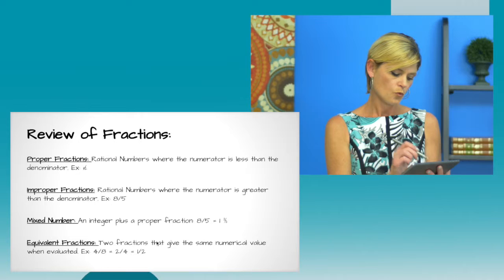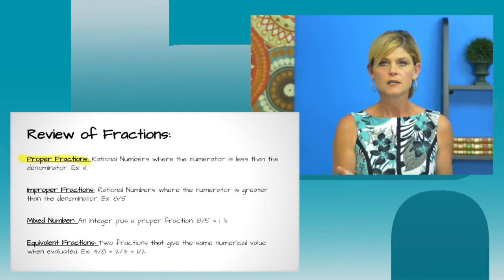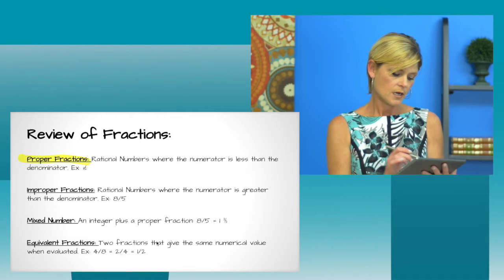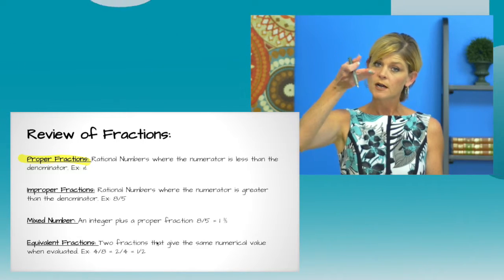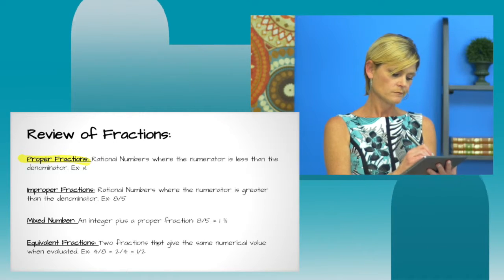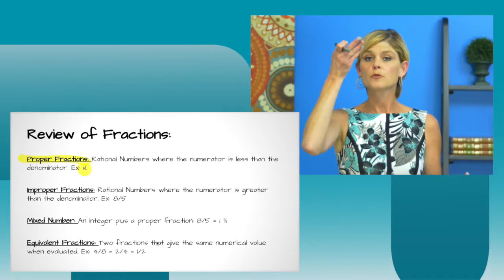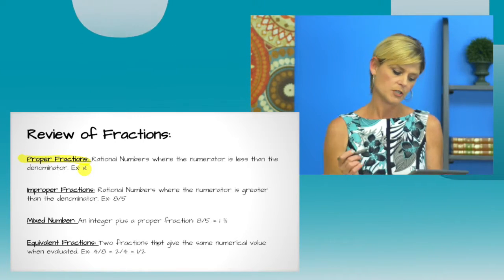Let's start with proper fractions. Now, proper fractions are probably the easiest ones to work with. They are rational numbers where the numerator, or the number on top, is smaller than the denominator. A perfect example would be 1/2. So the numerator is smaller than the denominator. That is a proper fraction.